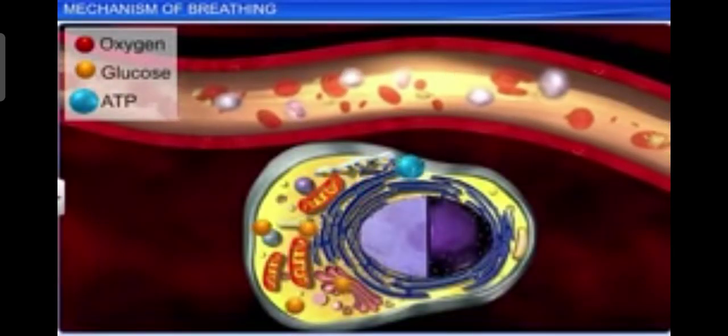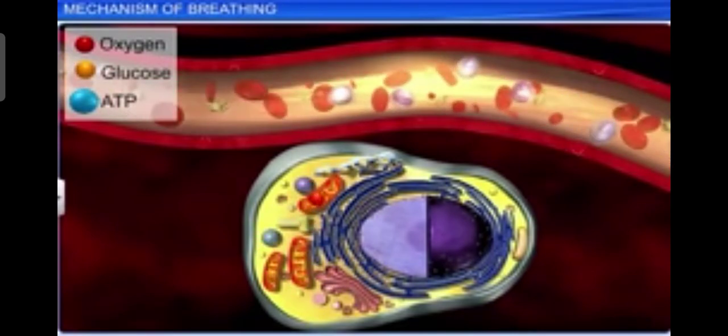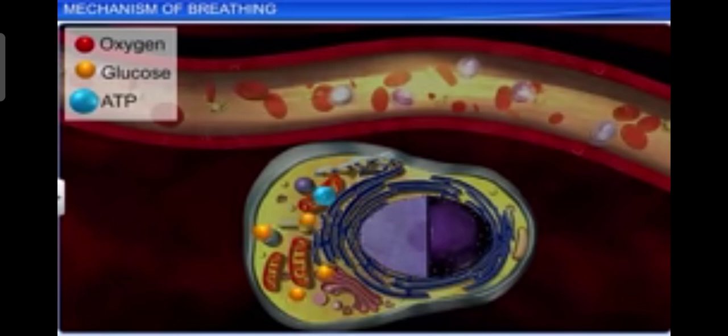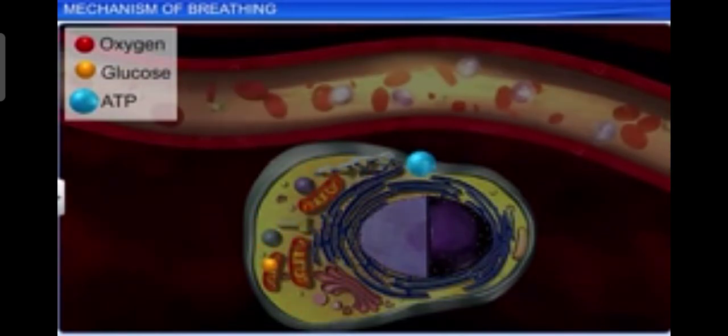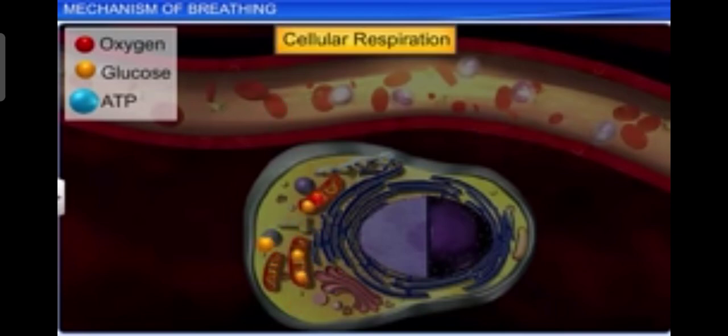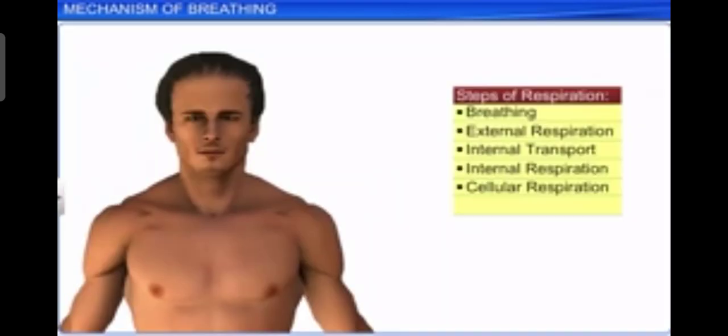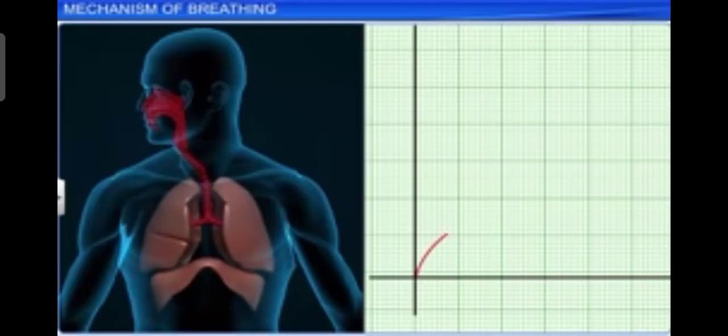Hemoglobin in the RBCs of the blood transports oxygen and carbon dioxide. The diffusion of oxygen and carbon dioxide between blood and tissue is called internal respiration. Utilization of oxygen by the cells for catabolic reactions and the resultant release of carbon dioxide is called cellular respiration.